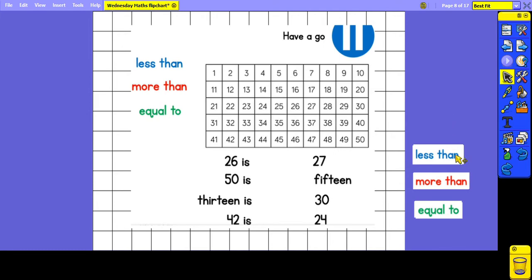Okay, so 26 is less than 27. 50 is more than 15. Remember 15 is a 1 and a 5. 50 is here, 5 and a 0. 13 is less than 30 because 13 is a 1 and a 3. And 42 is more than 24.